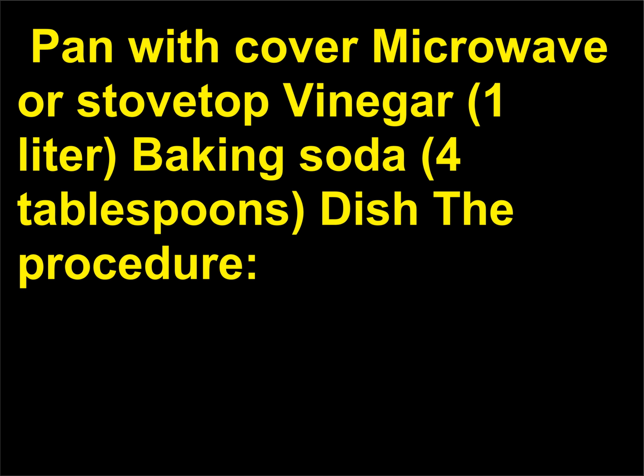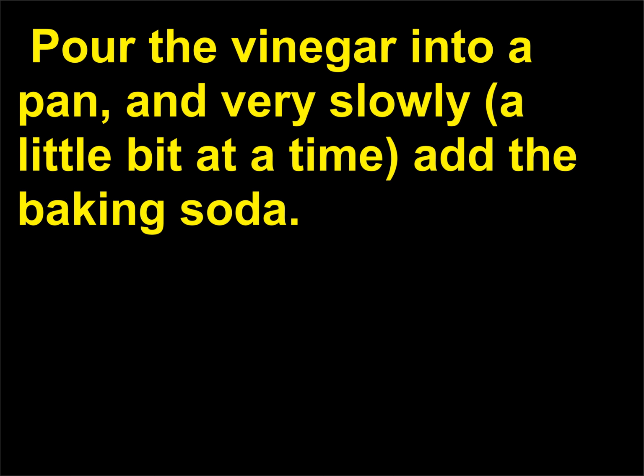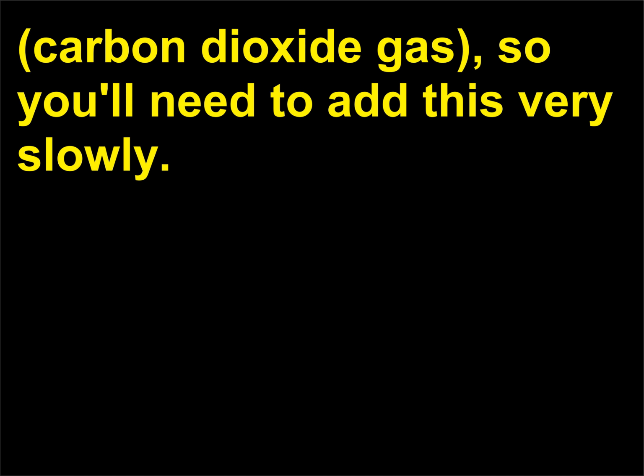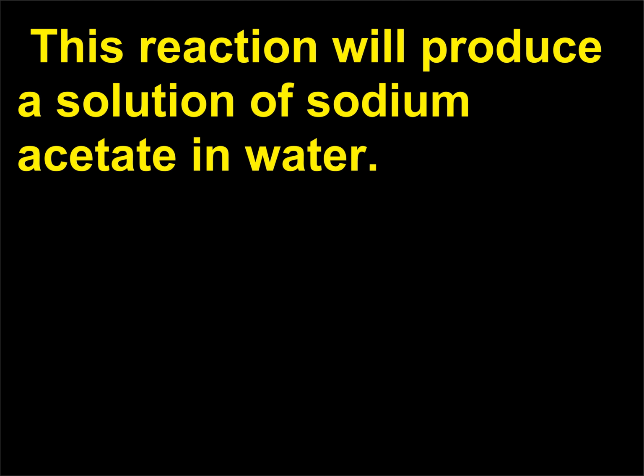The procedure: pour the vinegar into a pan, and very slowly, a little bit at a time, add the baking soda. As you may already know, this reaction will produce large amounts of bubbles, carbon dioxide gas, so you'll need to add this very slowly. This reaction will produce a solution of sodium acetate in water.